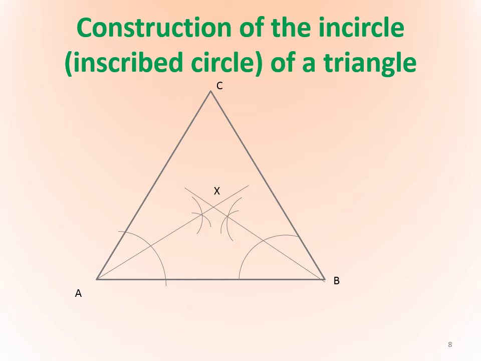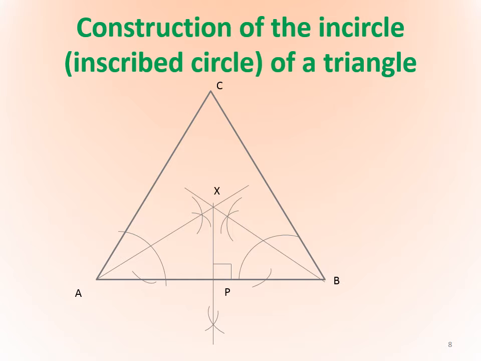Then construct a perpendicular from X to any one of the three sides of the triangle. I'll construct a perpendicular from X to AB. Draw two arcs on AB from X. Next, taking these arcs as the center, draw two intersecting arcs below the line AB. Then draw the straight line like this. Now you can see a right angle here and name the foot of the perpendicular as P.